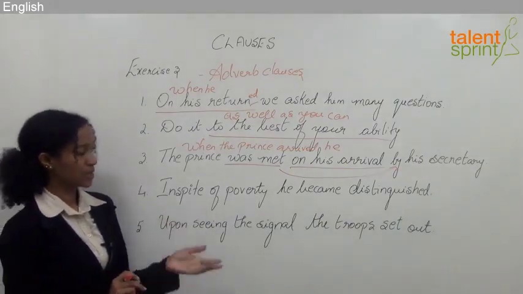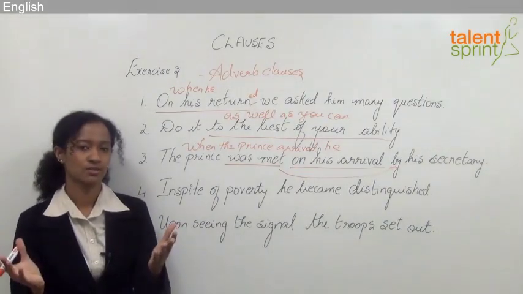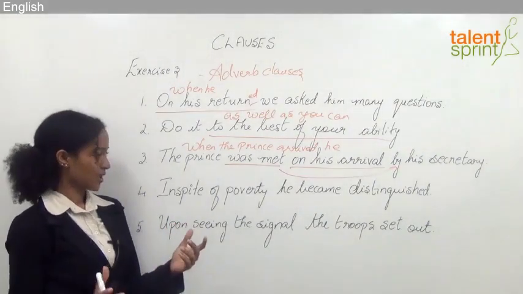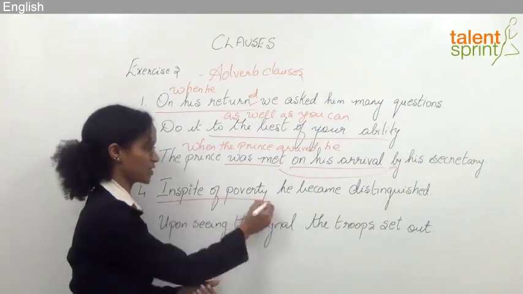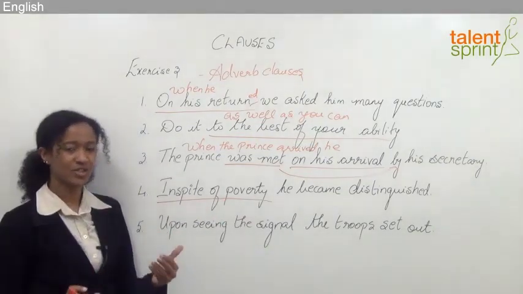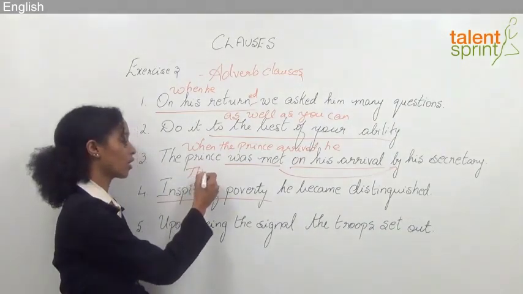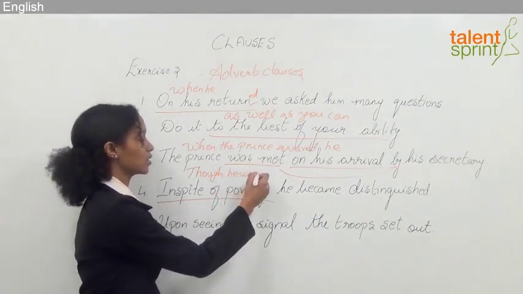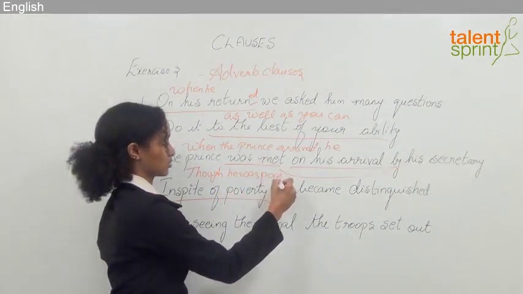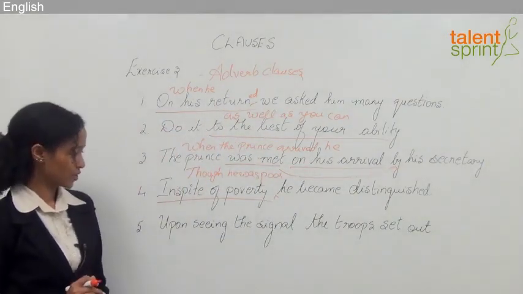In spite of poverty, he became distinguished. Contrast. Right? In spite of poverty, he became distinguished. So, in spite of poverty is my adverb phrase. If I have to change this to an adverb clause, can I just say, though he was poor, he became distinguished? Yeah, last one.